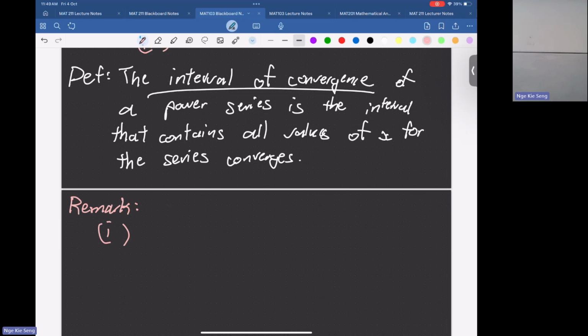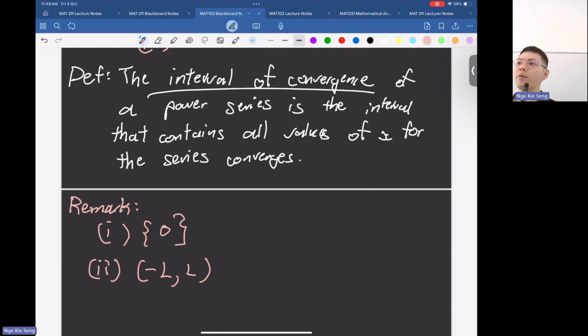A set of things. So what thing? The set that contains all values of x such that it converges. But in the first case, it only converges at one point. So this set contains only 0. Second case, what could happen? It could be the open interval minus L to L, or we can include the endpoints. So how many possibilities here? If you consider one type of L, there's really only 4 of them.